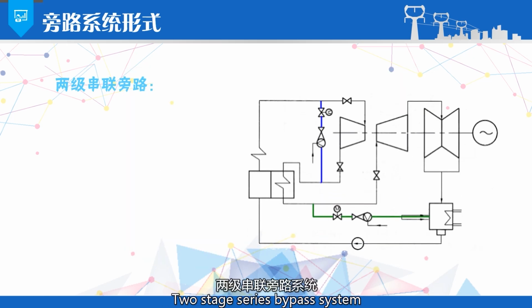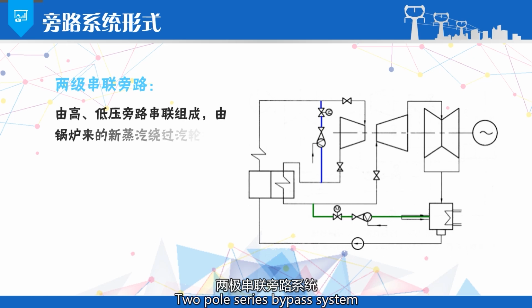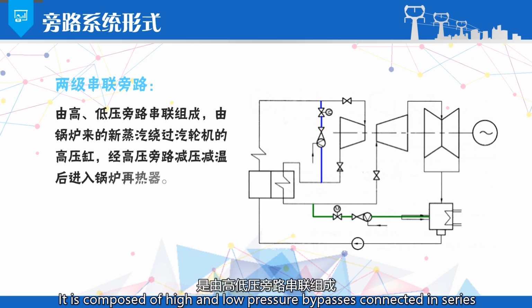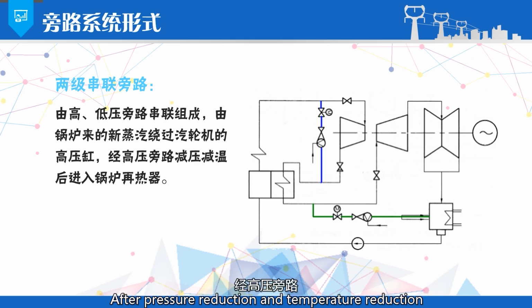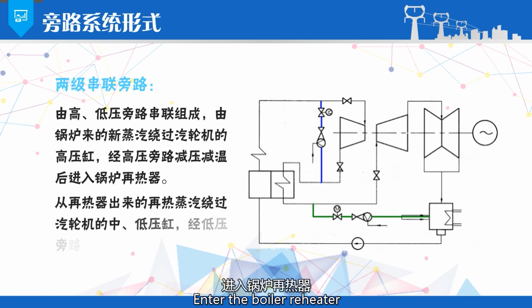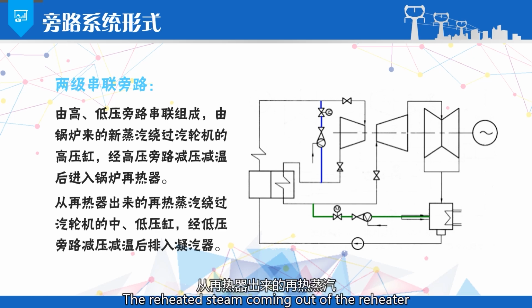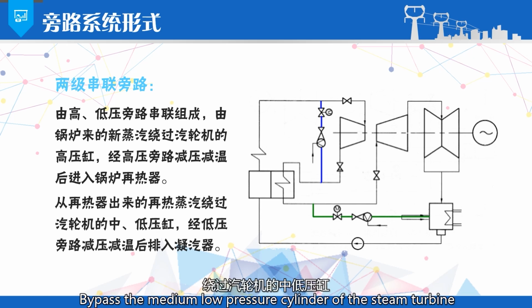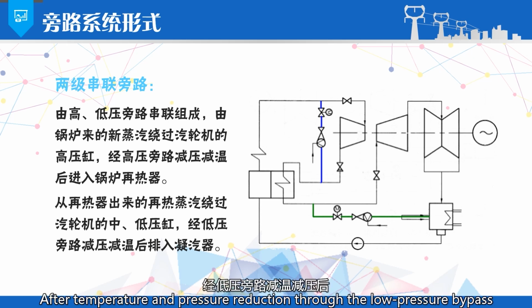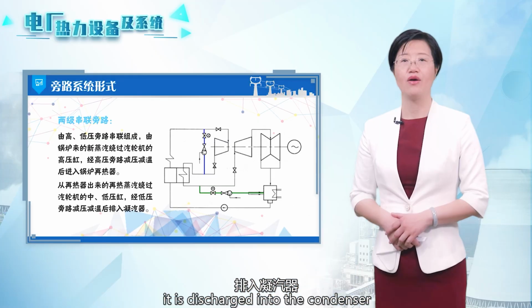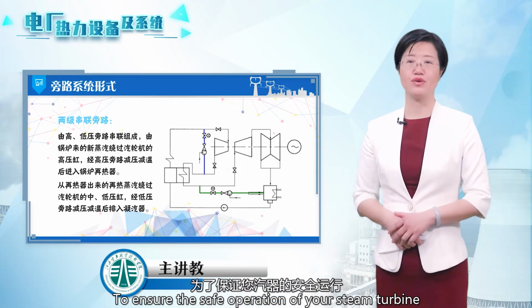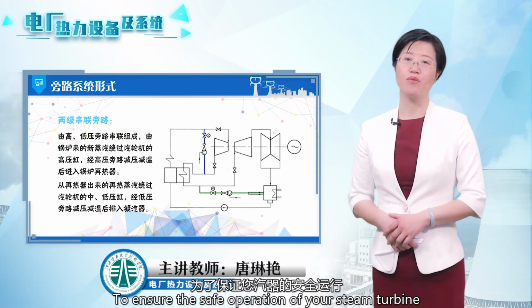Two-stage series bypass system: it is composed of high and low pressure bypasses connected in series. After pressure reduction and temperature reduction through the high pressure bypass, the steam enters the boiler reheater. The reheated steam coming out of the reheater bypasses the medium and low pressure cylinders of the steam turbine. After temperature and pressure reduction through the low pressure bypass, it is discharged into the condenser to ensure the safe operation of the steam turbine.